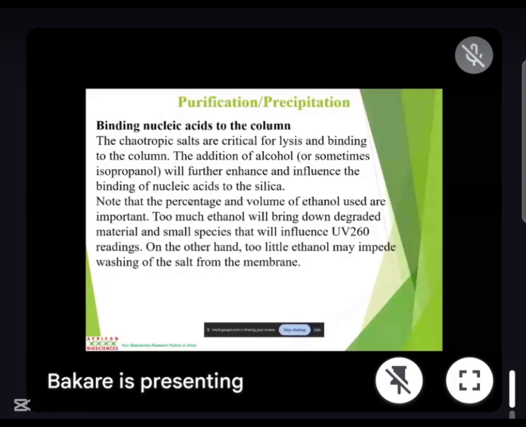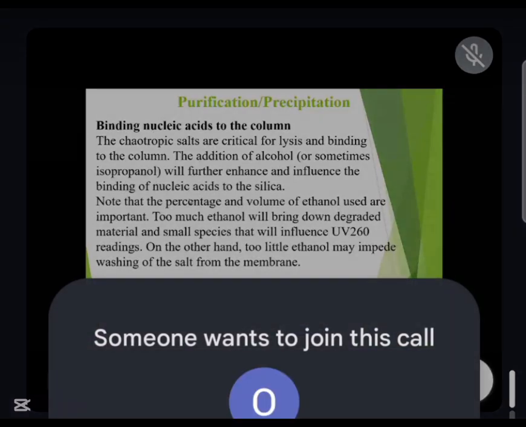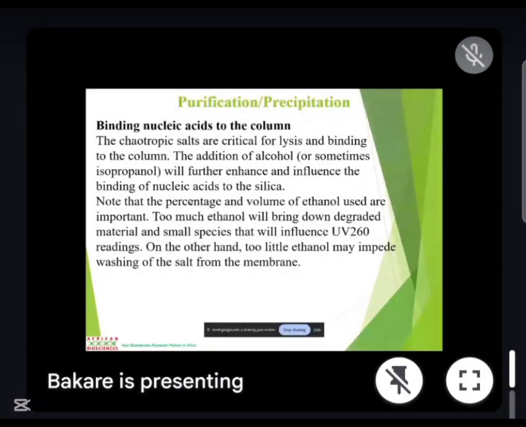And also the percentage and the volume of your ethanol are very important. Some manufacturers will say, oh, add absolute ethanol, that's 100%. Some will say add 70% ethanol. Some will say add 400 microliters. Some will say add 600 microliters. So it depends. That's why when you are extracting your nucleic acid, your mind has to be on what you are doing. Because if they say you should add 500 and you add even 510, even 505, you already disrupt the whole workflow.